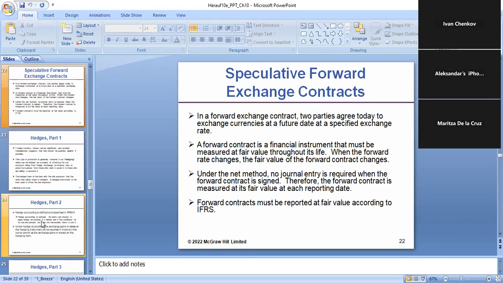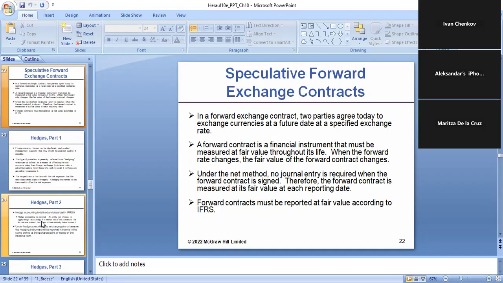Now, if the forward contract changes, the fair value of the forward contract changes. Obviously, if we change the contract, if a clause changes, the fair value is going to change. Under the net method, no journal entry is required when the forward contract is signed. Therefore, the forward contract is measured at fair value at each reporting date. The forward contract must be reported at fair value according to International Financial Reporting Standards. So every year we have to report it at fair value.